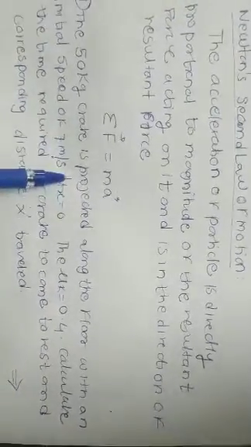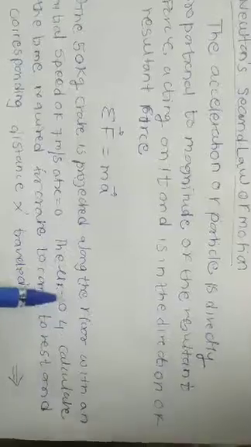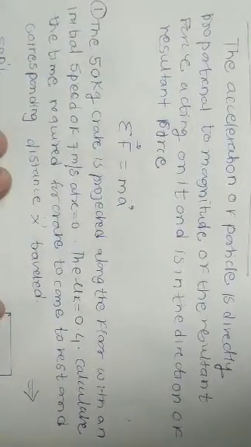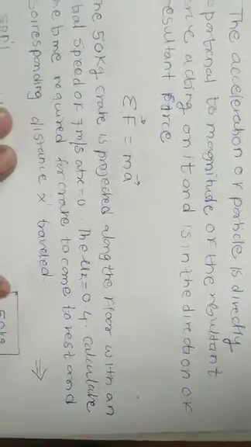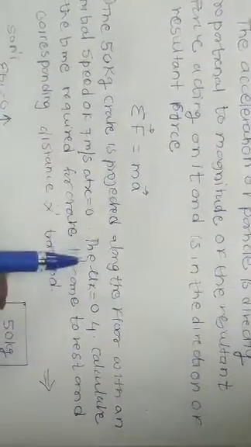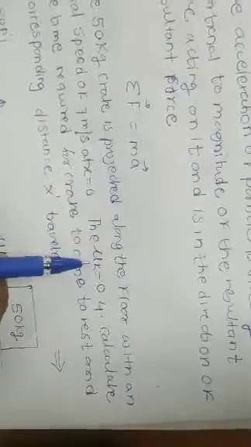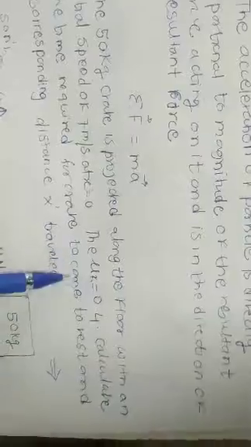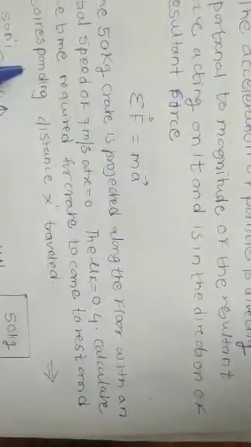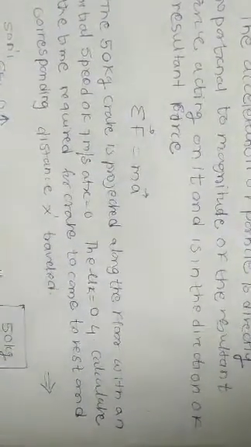The 50 kg crate is projected along the floor with an initial speed of 7 meter per second at x equal to 0. The mu k is given as 0.4. Calculate the time required for the crate to come to rest and the corresponding distance x traveled.